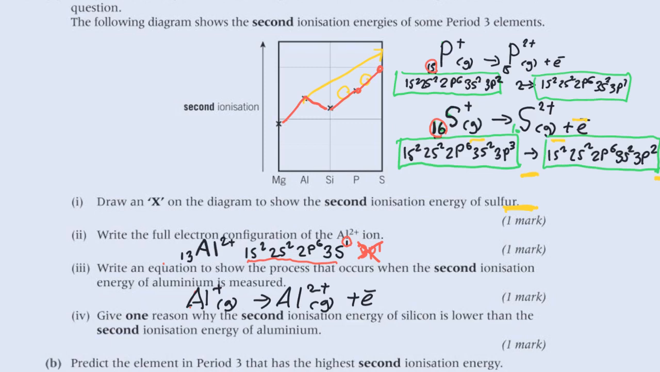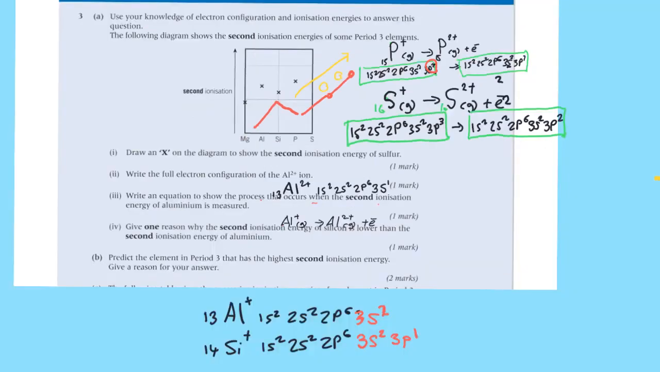The next question is, why is the second ionisation energy of silicon lower than the second ionisation energy of aluminium? Again, we use our usual rule, which is write out the electron arrangements. You can see here that the outer electron in silicon is in a 3p subshell, which is of a higher energy and more shielded. So it's easier to lose this 3p electron, and therefore its ionisation energy is lower.